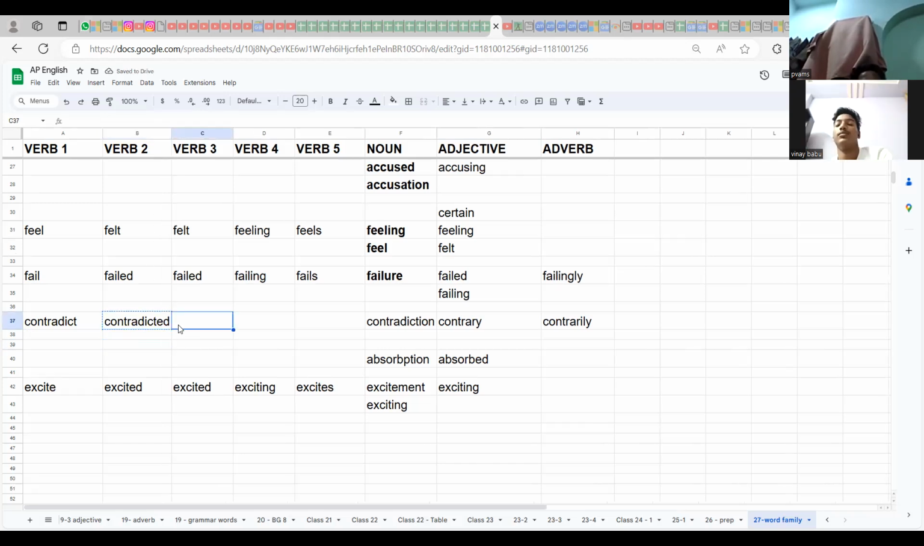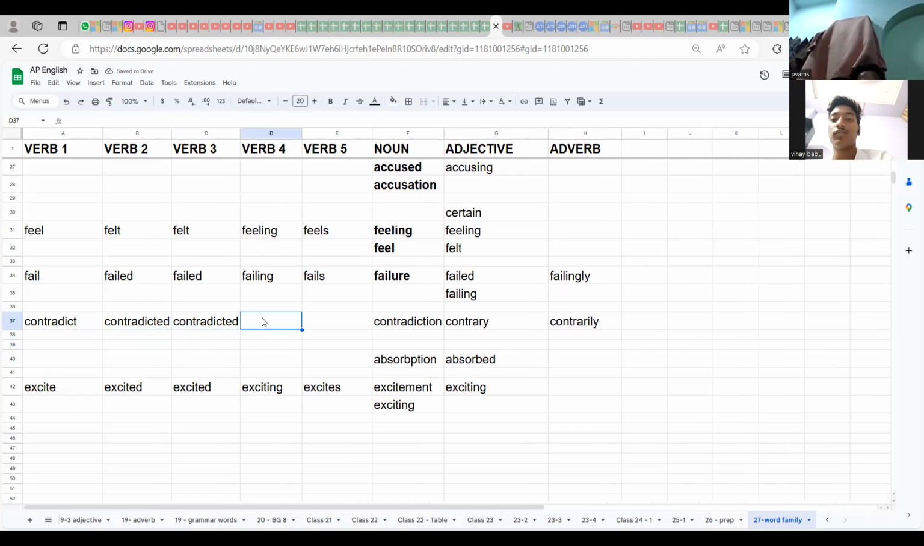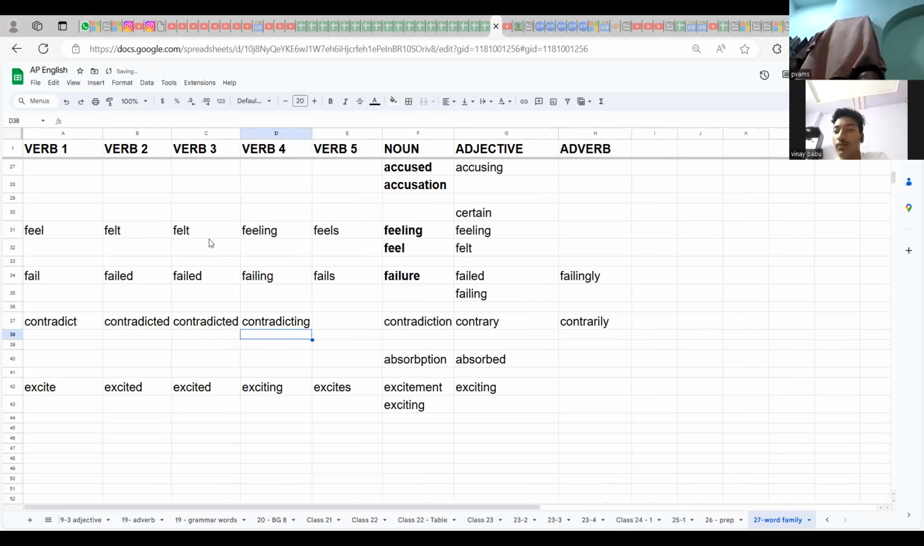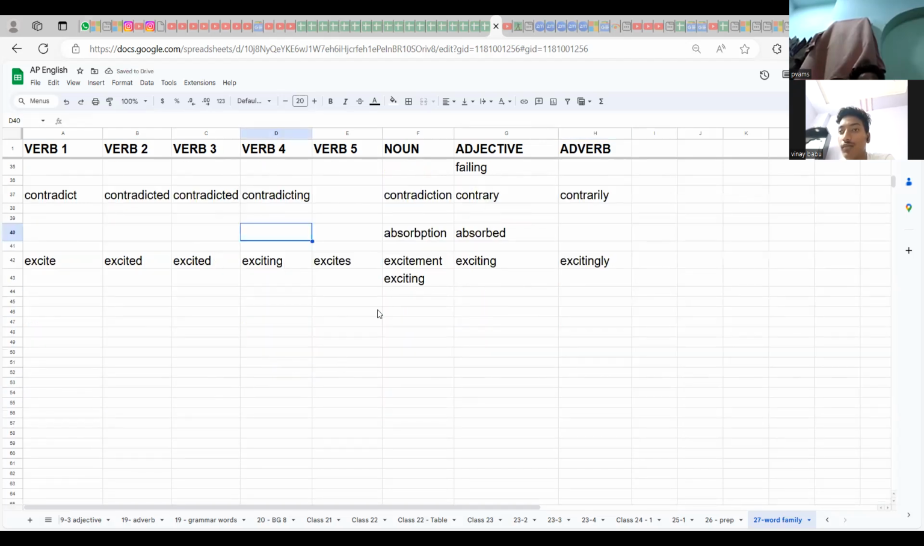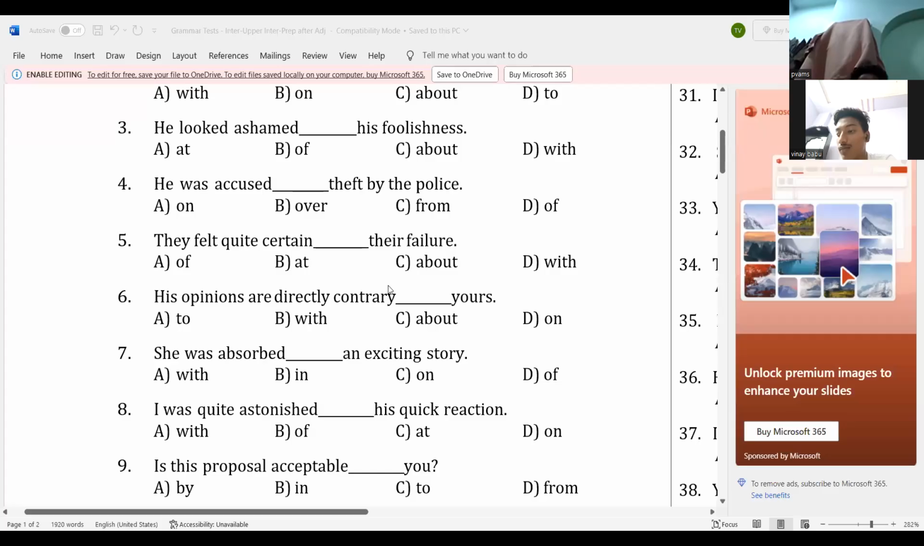You basically have to know this. This is important. Always remember, there are so many words like this. Excitingly. Now you can easily guess.